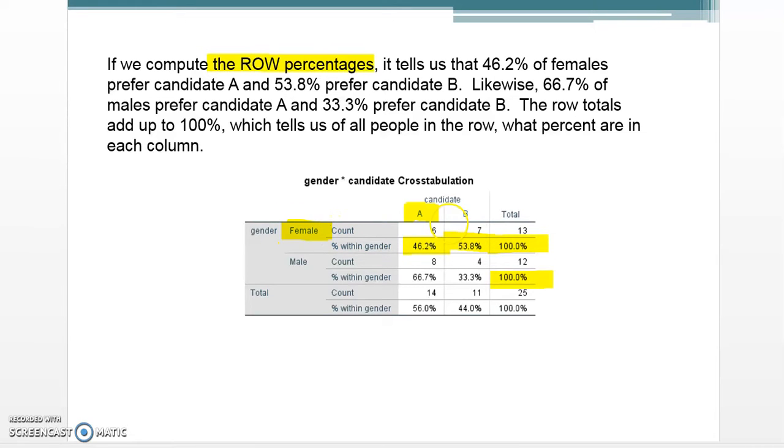53.8% of the females would actually prefer B. Similarly, you can also tell 33% of the males would actually prefer B, and 66.7% of the males would prefer A. In total, we see that 56.0% of people would prefer A, and 44.0% of people would prefer B. So that's what you get for row percentage.